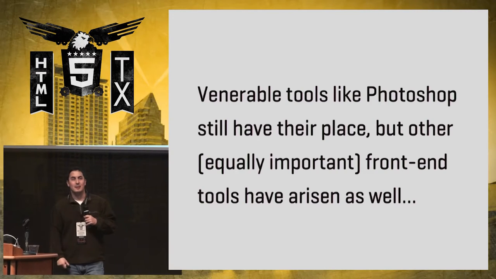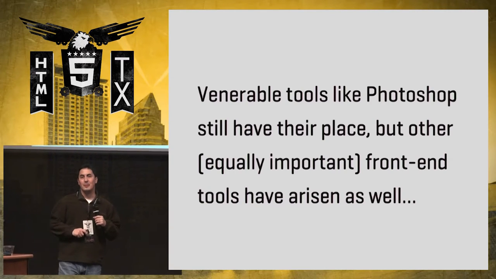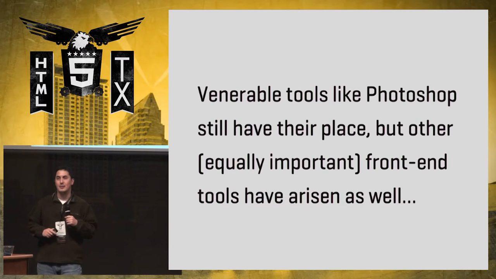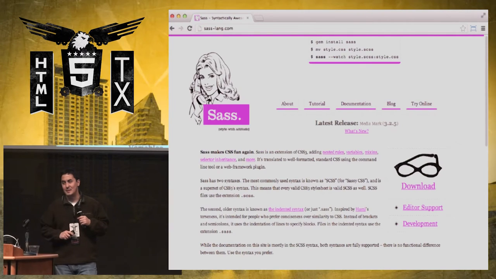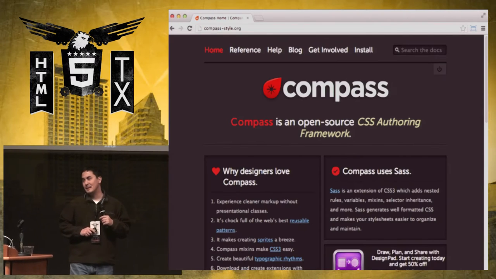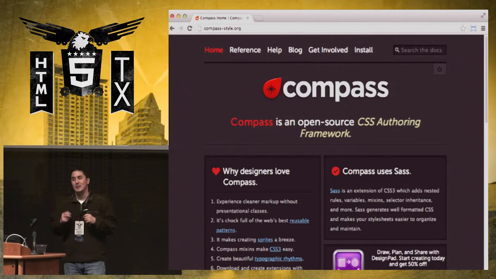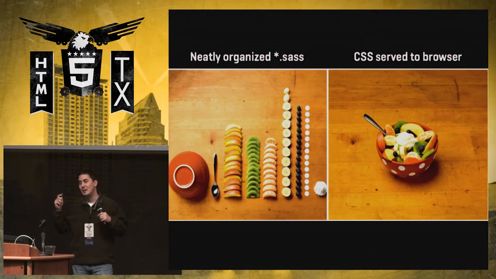So it's not to say that visual design tools are going away, but we also have new code tools that have arisen to help us as front-end developers. One of those being Sass, another being Compass. I would say Compass is to Sass what jQuery is to JavaScript. Sass is pretty cool, and then Compass just makes it awesome.